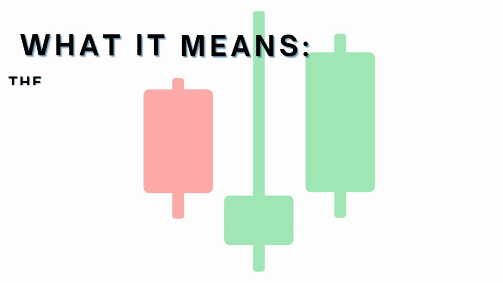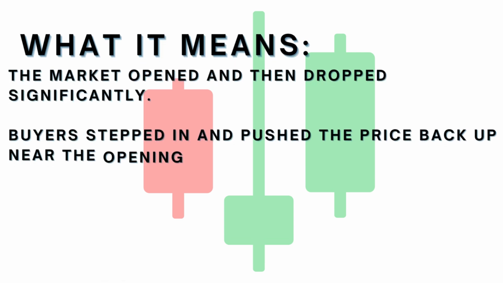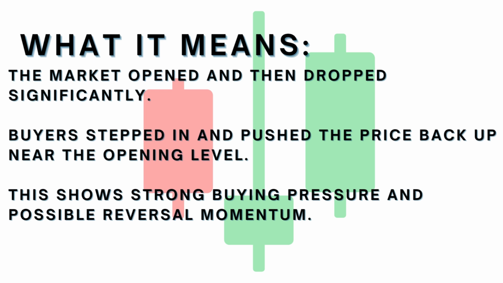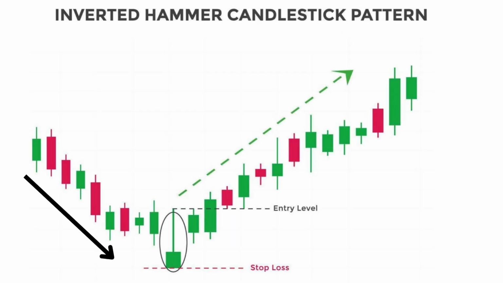What it means: the market opened and then dropped significantly. Buyers stepped in and pushed the price back up near the opening level. This shows strong buying pressure and possible reversal momentum. Example: if a stock has been falling and you see an inverted hammer on the chart, it suggests that a reversal might be near. But it's often more reliable when confirmed by a strong green candle the next day.